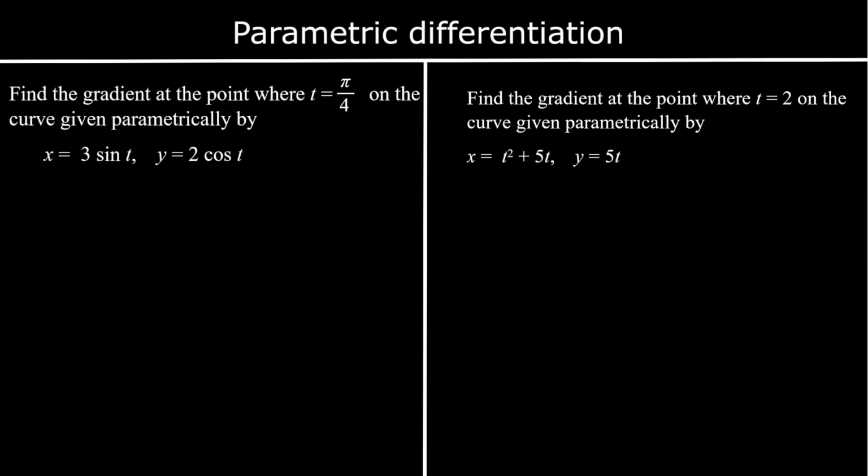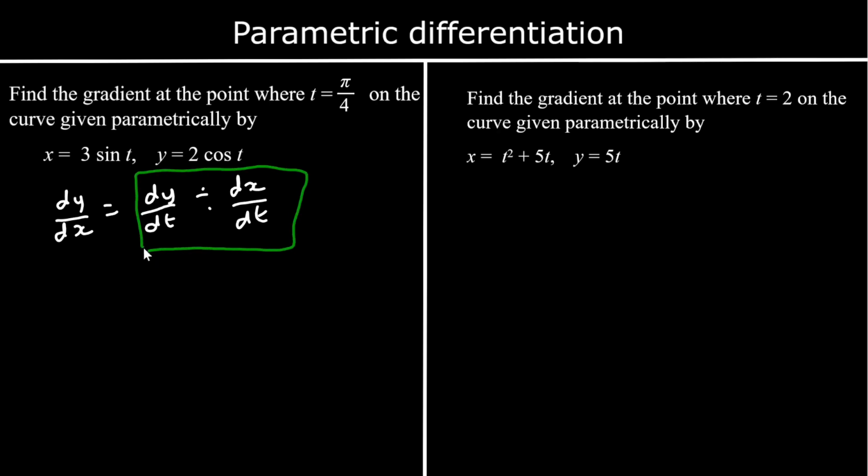When we have parametric equations, we can find dy/dx by doing dy/dt divided by dx/dt. We can see that this works using the rules for fractions. If we had dy/dt divided by dx/dt, that's the same as dy/dt times dt/dx. Then the dt's cancel out, and it leaves us dy/dx. So dy/dt divided by dx/dt gives dy/dx.